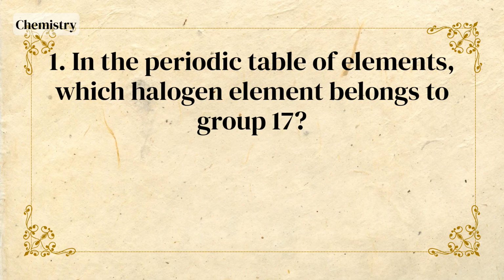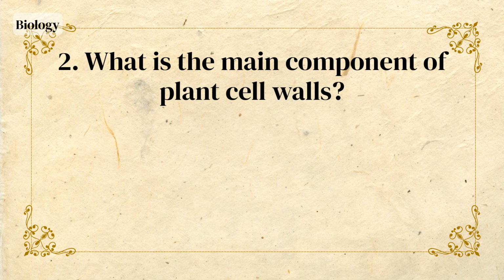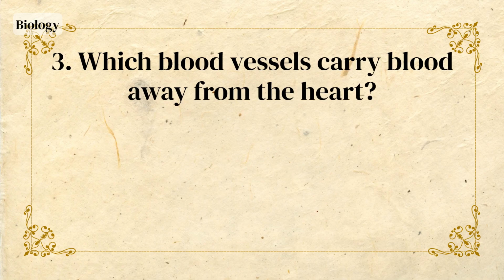In the periodic table of elements, which halogen element belongs to group 17? Chlorine. What is the main component of plant cell walls? Cellulose. Which blood vessels carry blood away from the heart?